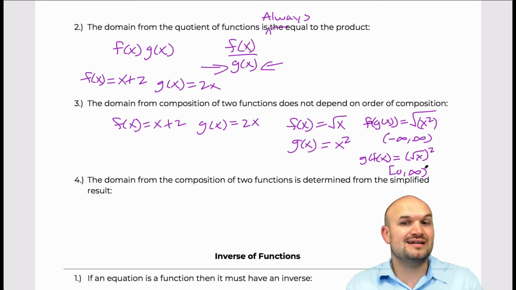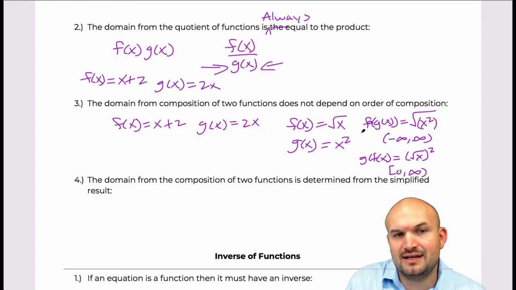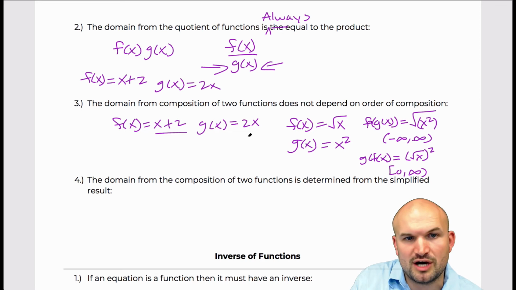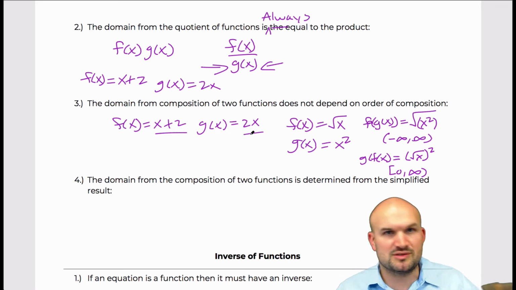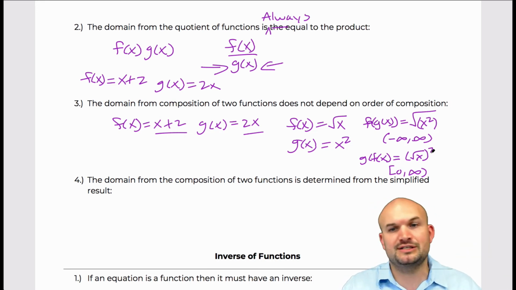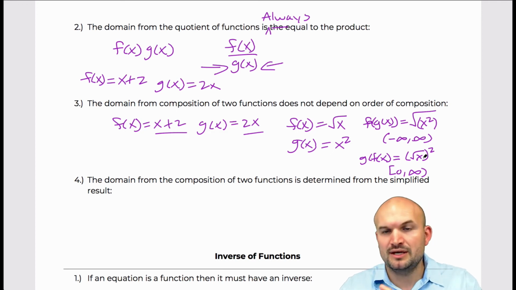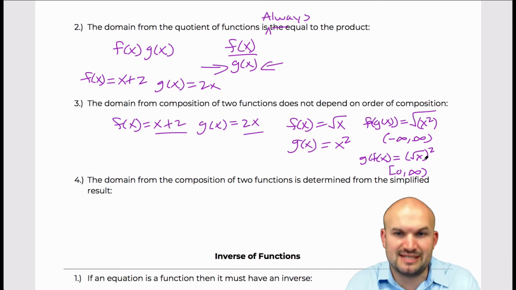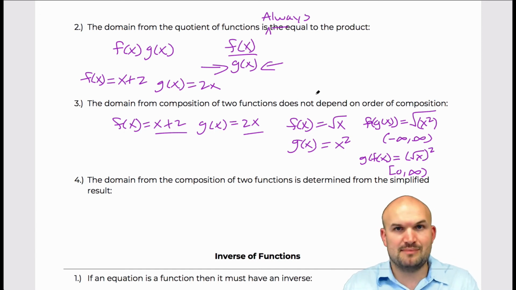So the order does matter. With both unrestricted domains, it didn't matter which order I was plugging them in, right? But once you have a restriction on your domain, the order matters as far as which function you're plugging into the other function. And then obviously the domain is going to come from the function you're plugging in as well as the composition together. But I'm going to get more into that in this next example.